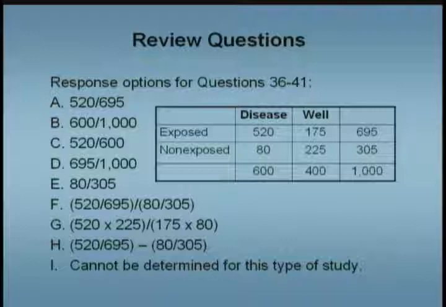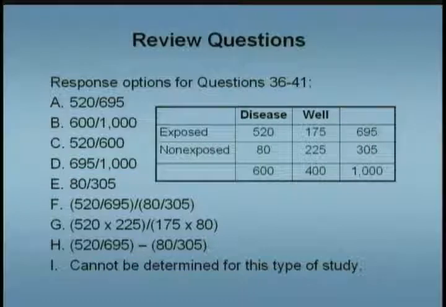Question 38. Assume the table represents a case control study. What would I do for the odds ratio? Well, that should be fairly straightforward here. It's going to be, again, AD divided by BC. That would be 520 times 225 divided by 175 times 80. In other words, letter G is the best answer here.